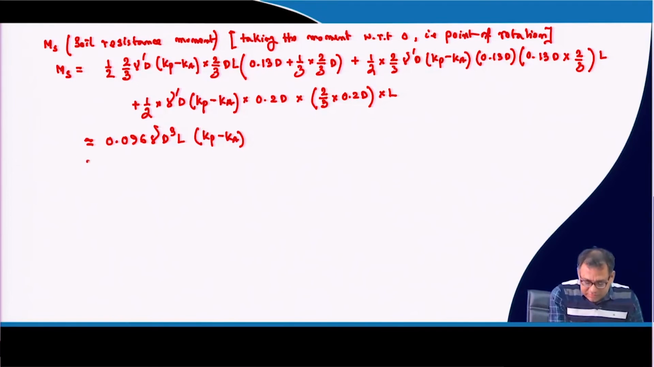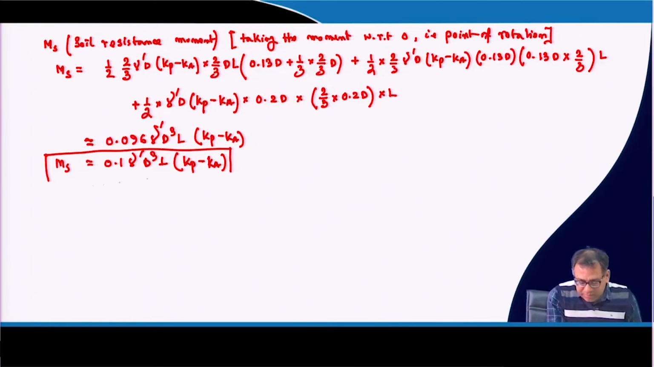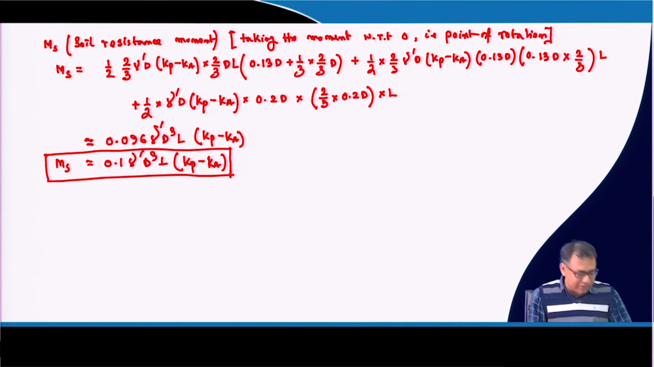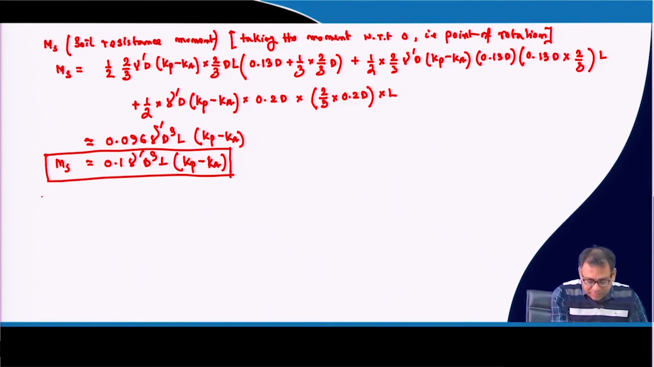Which is roughly taken as, so Ms is taken as 0.1 gamma dash d cube L Kp minus Ka. Okay. So, Mb we have calculated, Ms also we have calculated. Now, next one is the friction resistance moment.